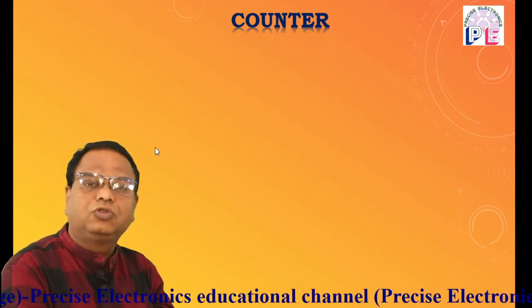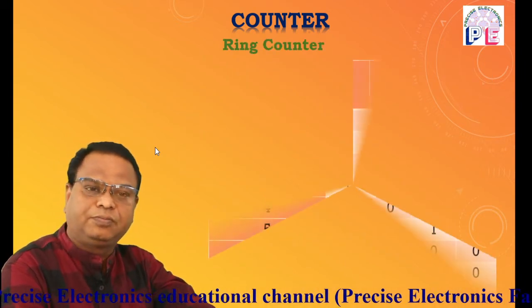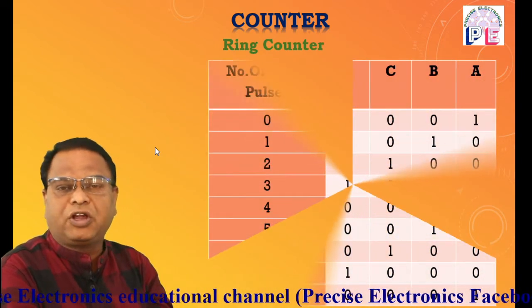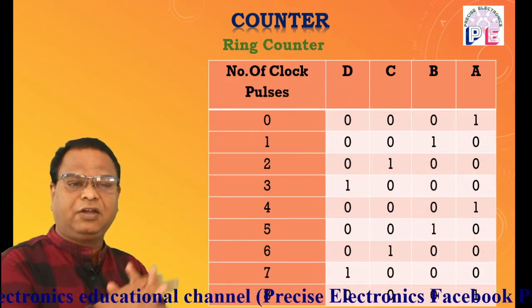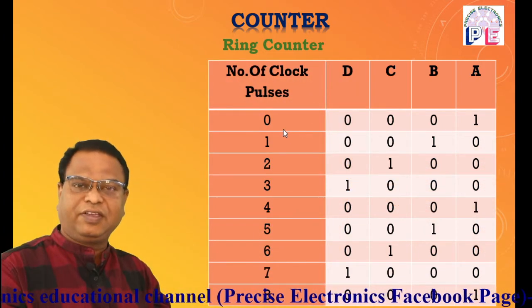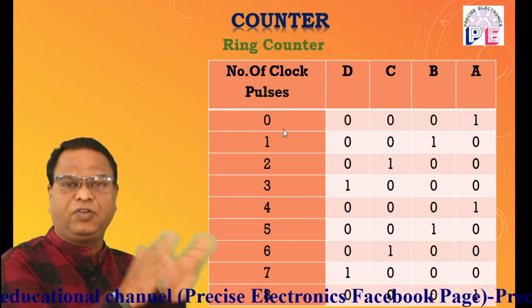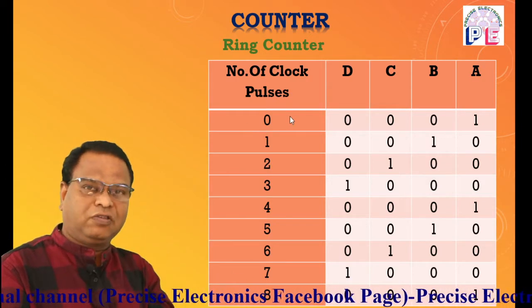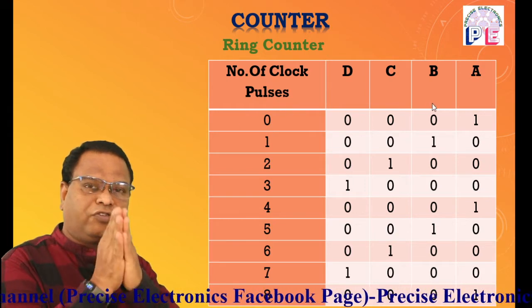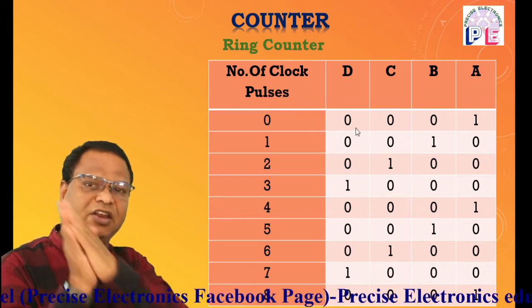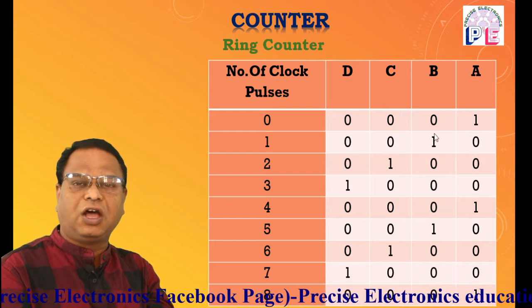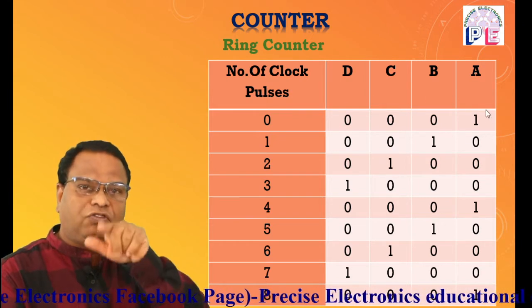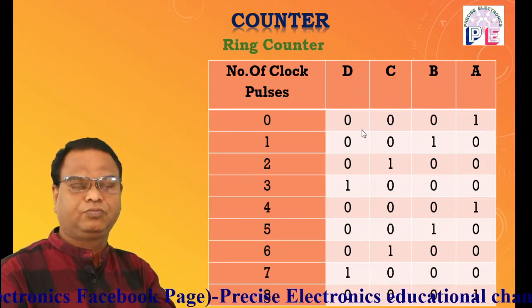Now the truth table of the ring counter. The truth table of the ring counter shows the clock pulses and the states of the flip-flops, that is DCBA. Before applying any clock pulse, the first flip-flop is in set mode and the remaining are in reset mode. Hence the outputs are DCBA equal to 0, 0, 0, 1.